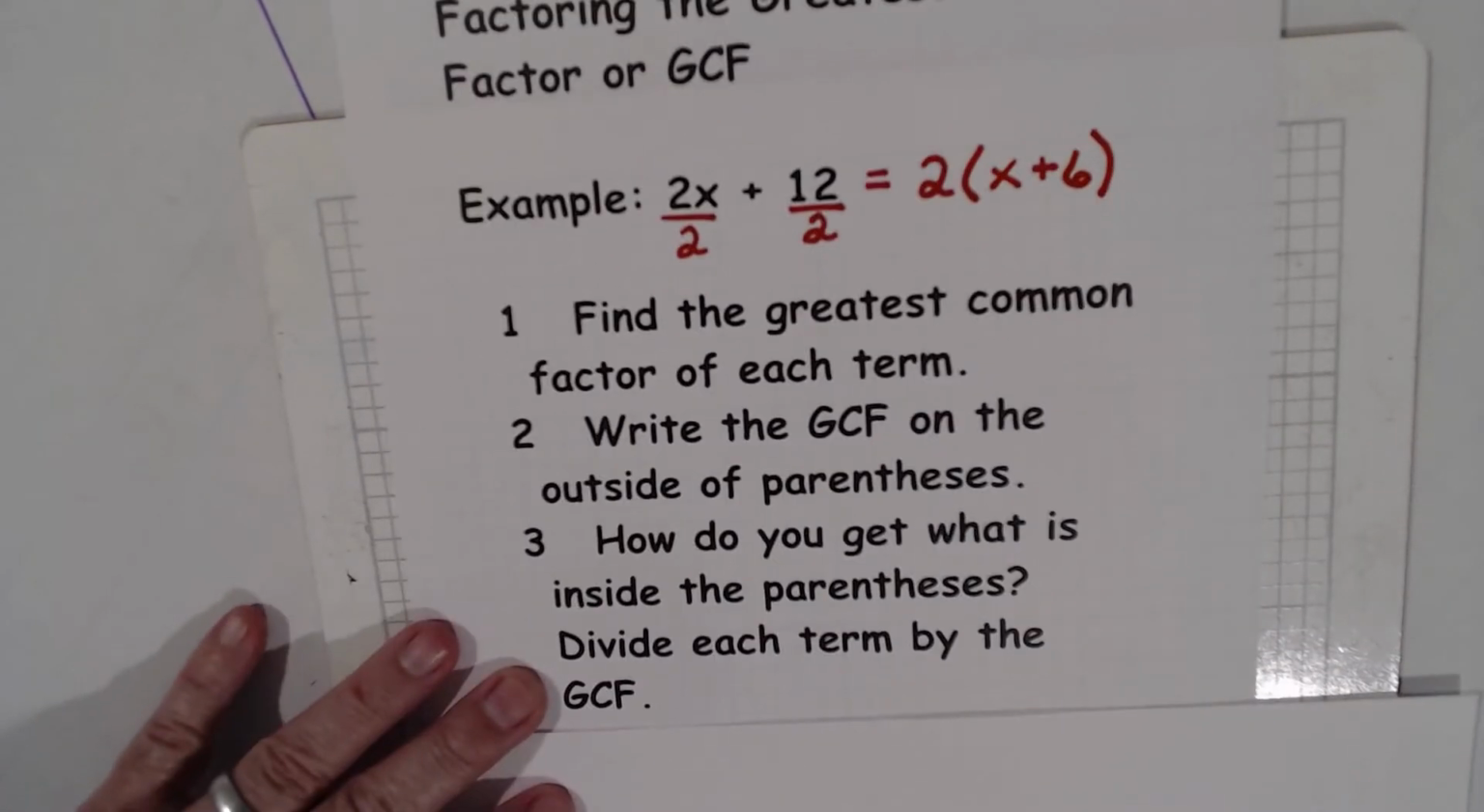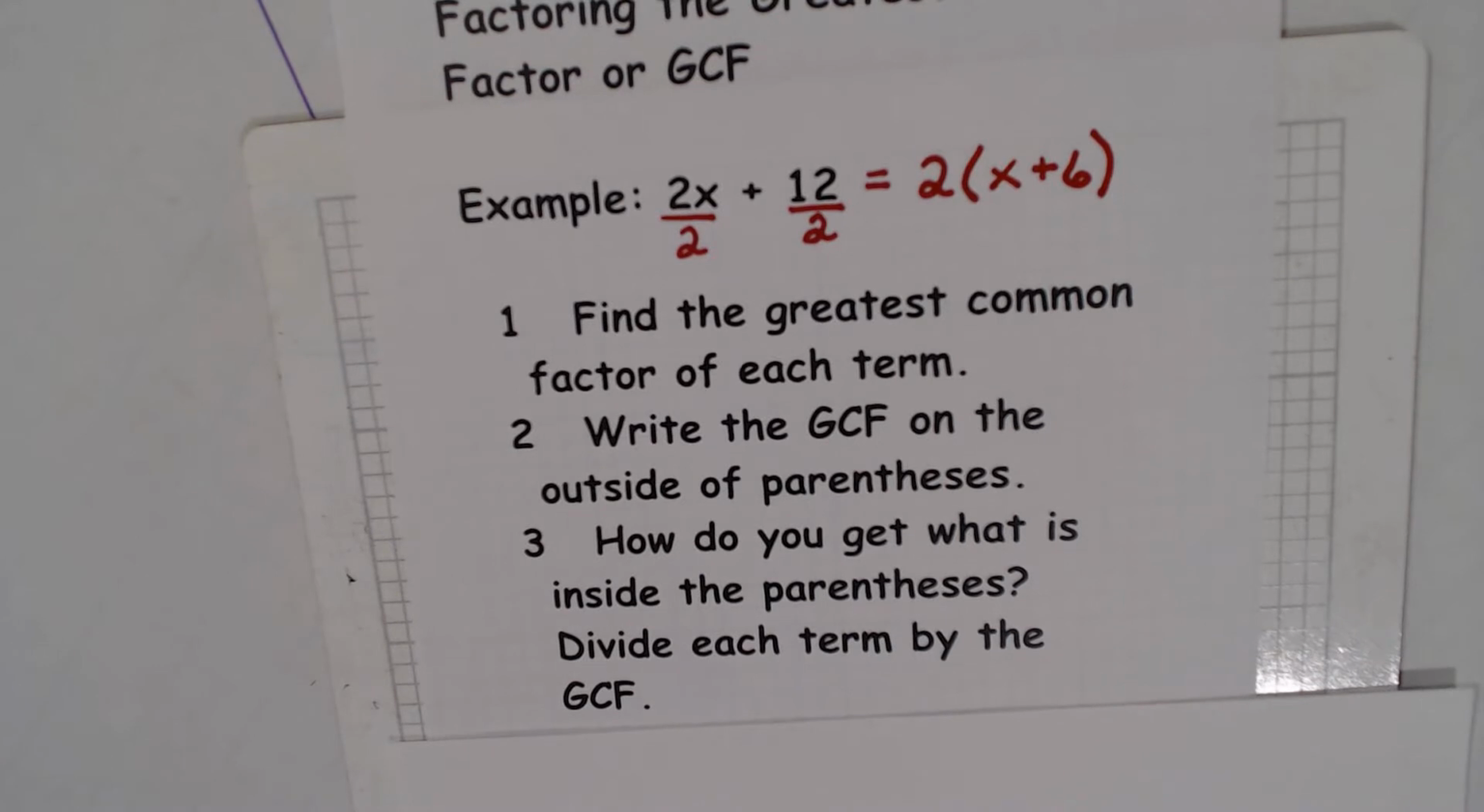So those rules again, when they give you any polynomial, the very first thing you need to do is try to factor out the greatest common factor when they're asking you to factor it. Once you figure out what the greatest common factor is, write it on the outside of a set of parentheses. How do you get what goes inside the parentheses? Divide each one of those terms by that greatest common factor.